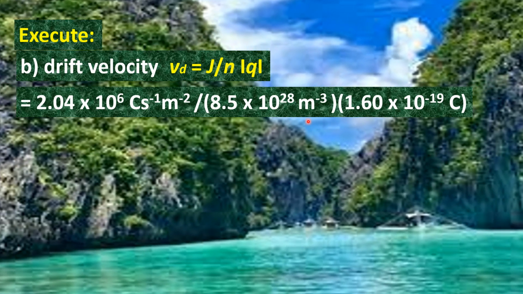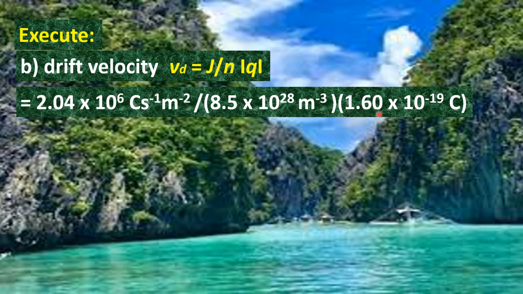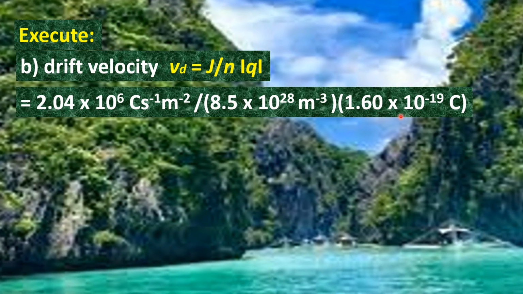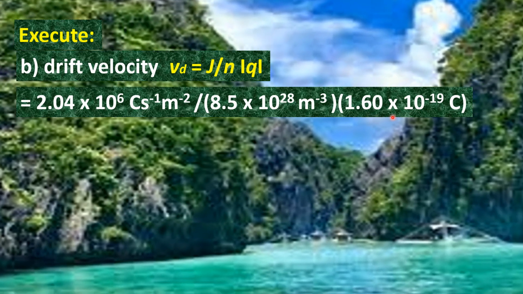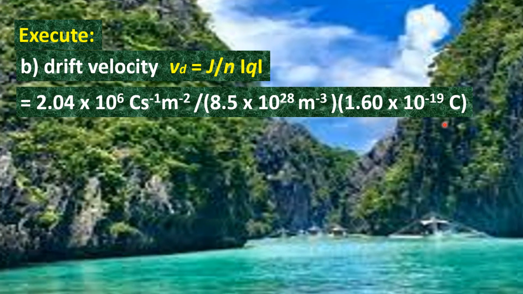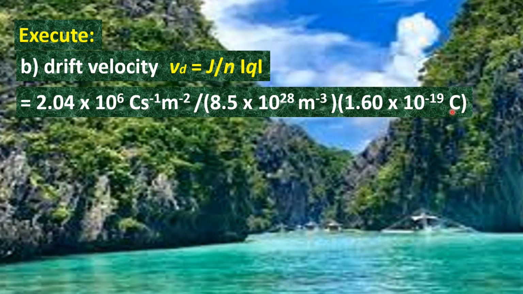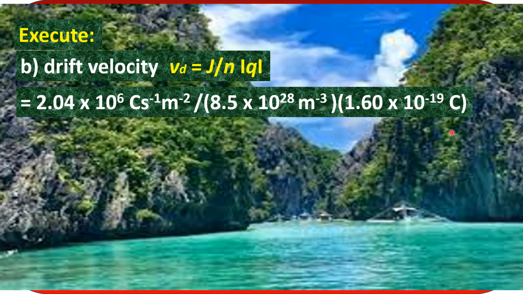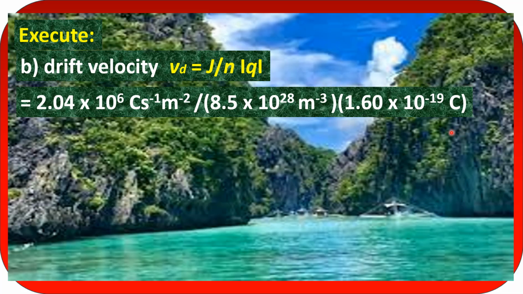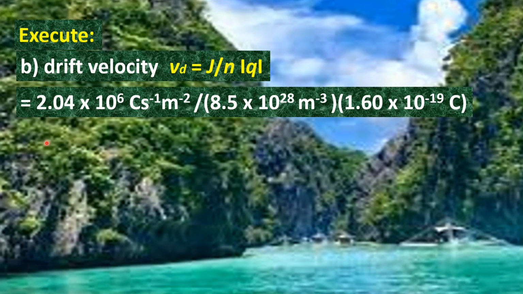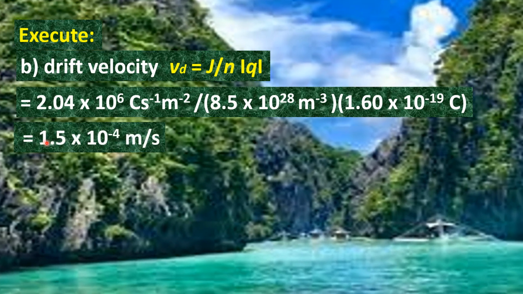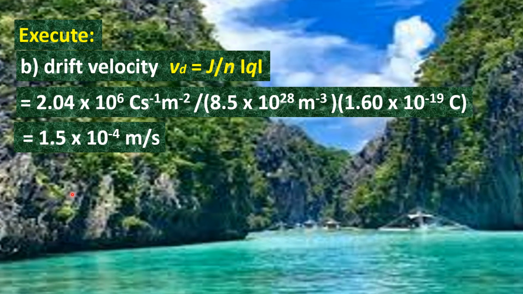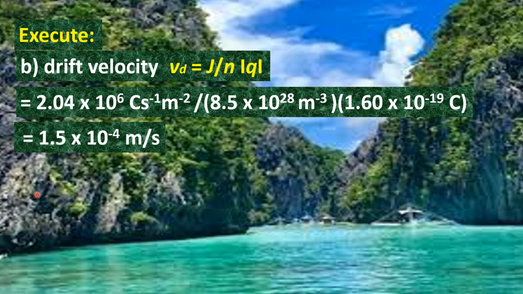So that small letter n still has to be multiplied by the magnitude of the charge of an electron, equal to 1.60 raised to the negative 19 power coulomb, per electron, that is. All right, so if we do our math, we will get the magnitude of the drift velocity equal to 1.5 raised to the negative 4 power meter per second.